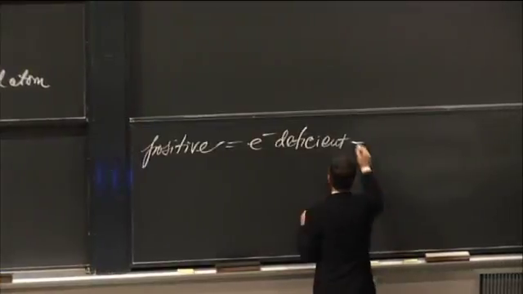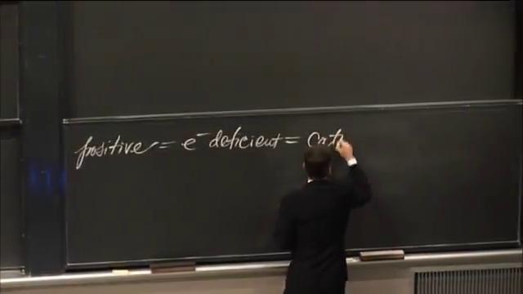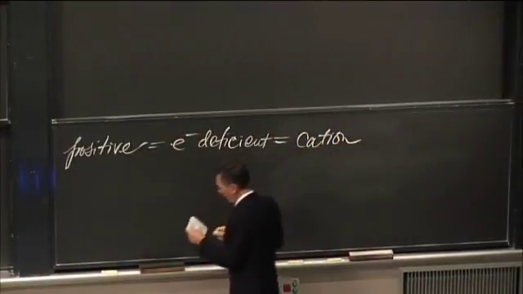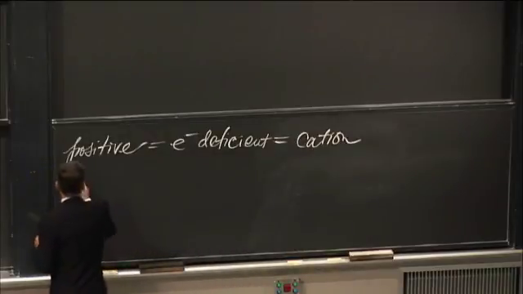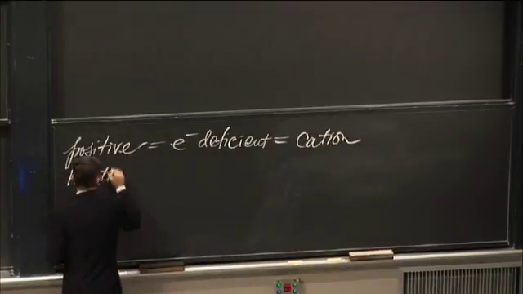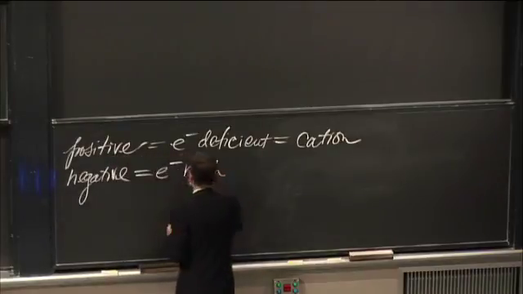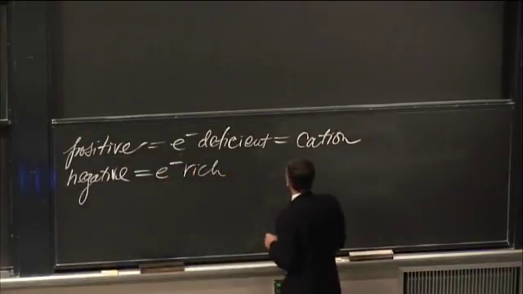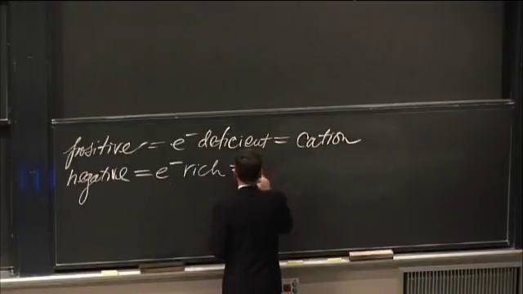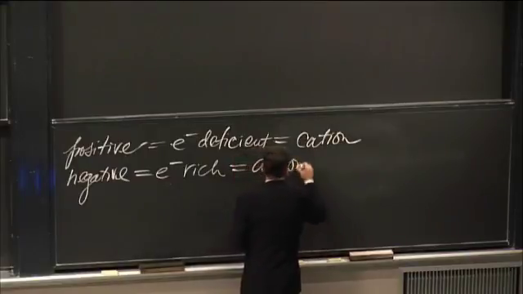And we term such an atom a cation. There's two types of ions, the cation. And then we have something that is net negative. If it's net negative, it means it's electron rich. That is to say, there are more electrons than protons, and the net negative ion is called the anion.